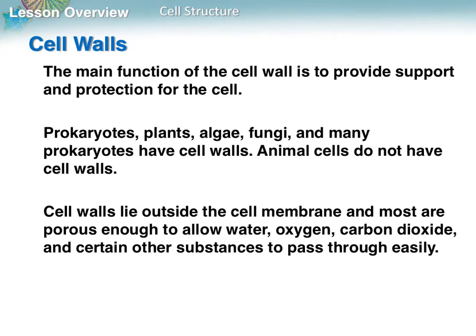The cell wall has a main function of providing support and protection for the cell, so an additional layer of support and protection beyond what the cell membrane can provide. Like we said, prokaryotes, the bacteria, plants, algae, most of the fungi have cell walls. Animal cells do not have cell walls, so your cells do not have cell walls. These cell walls lie outside the cell membrane, and they are porous enough to allow water, oxygen, carbon dioxide, and a few other substances to pass through easily. So they're protective, but they also allow some things to pass through.